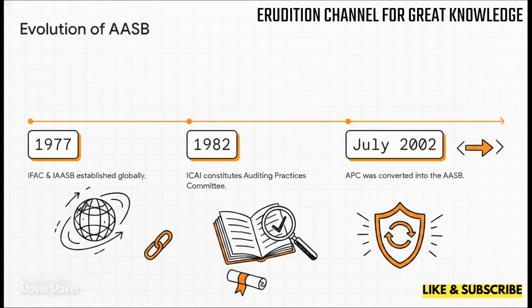Let's walk through this timeline really quickly to give you a perfect chronological mental map of how that global harmonization actually reached India. In 1977, as we just saw, IFAC and the IASB are established globally. Then, a few years later, in 1982, the ICAI constitutes the Auditing Practices Committee, or the APC, to develop standard auditing practices. Finally, jump forward to July 2002, and the APC was officially converted into the Auditing and Assurance Standards Board, the AASB that we study today.